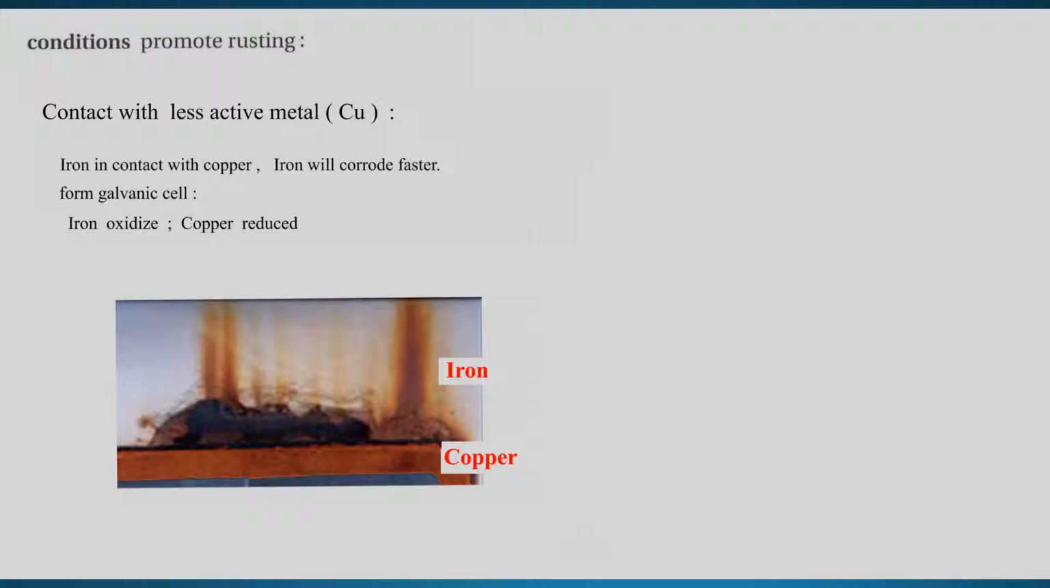Contact with a less active metal like copper. When iron is in contact with copper, the iron will rust faster. This forms a galvanic cell. The iron is oxidized, copper reduced. What does that mean? If you see on this picture, you see the copper and the iron, and after a while you see the rust will start on the iron, and the iron will rust more. Copper doesn't rust much.